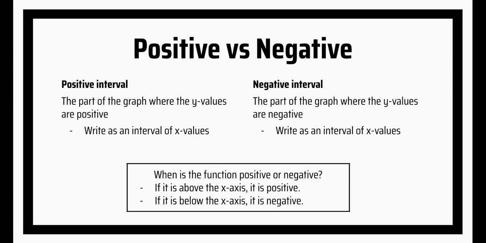Positive versus negative. A positive interval is the part of the graph where the y values are positive. Again, we want to write these as intervals of x values. A negative interval is the part of the graph where the y values are negative. So when is a function positive or negative? If the function is above the x-axis, it is positive between those x values. And if it is below the x-axis, it is negative between those x values.